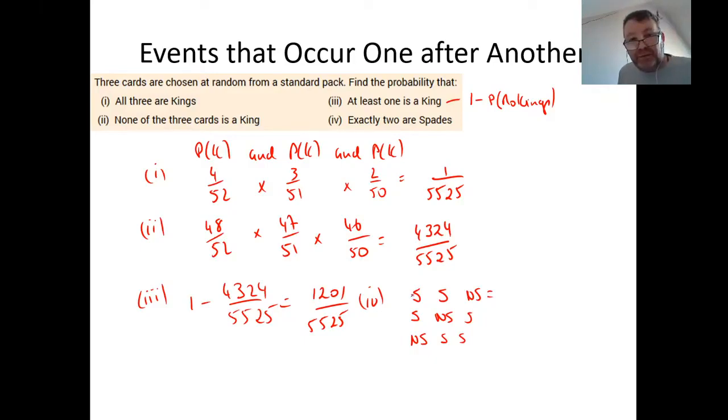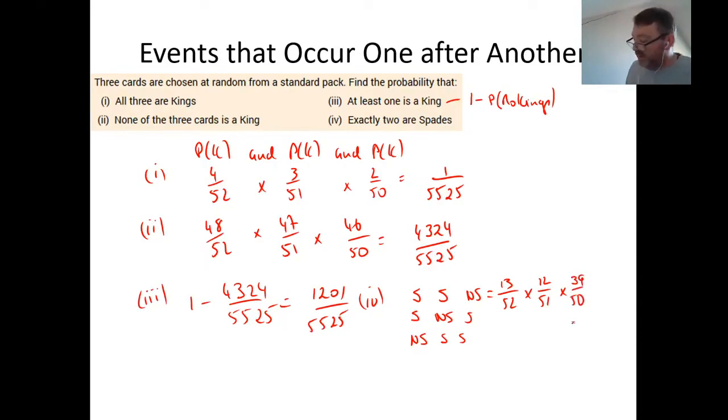So let's just work out this one first of all. Spade. What's a spade? A suit. How many cards in a suit? 13 over the 52. I want another spade, 12 out of 51. And now I want a non-spade. Well, if the 13 spades are gone out of 52, doesn't that leave 39 out of the remaining 50? I hope you can see that.